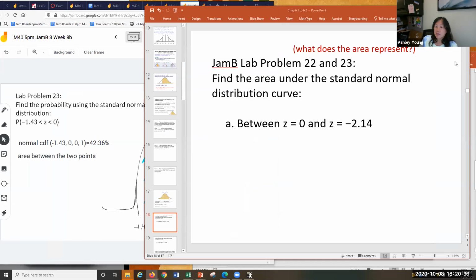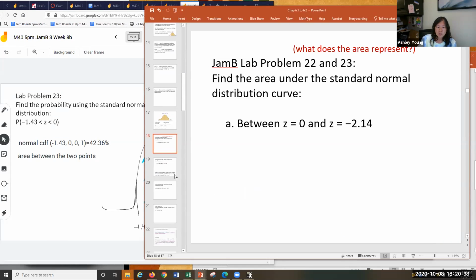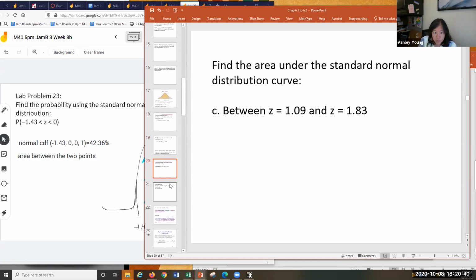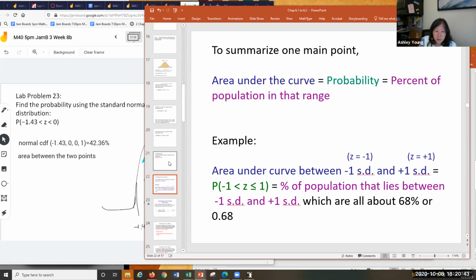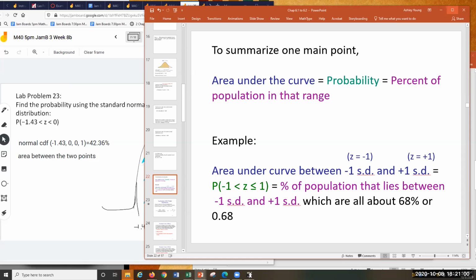Let's take a look at where we are here. So now we're going to get into something I want to point out for you guys. So how about Grace, do you want to go and read for me? To summarize one main point, the area under the curve equals the probability, which equals the percent of population in that range. Do you want me to read the example?